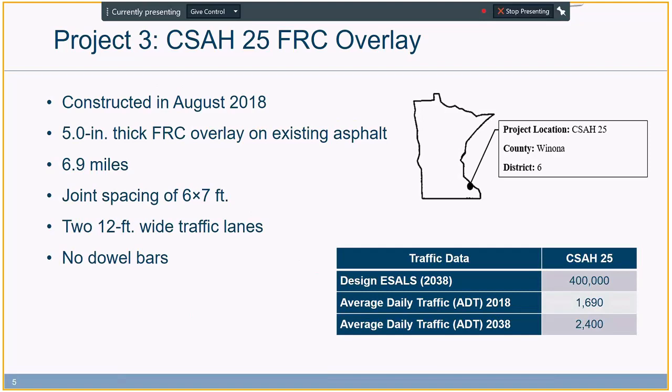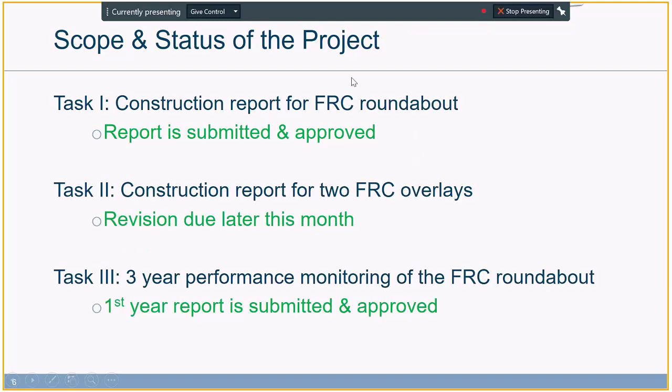Again, no dowel bars, but both overlay projects were exposed to early age loading, and it was a very interesting idea, after the saw cutting was done, to have a water truck filled with water, different weights, and have it pass over the overlay and see if we can activate the joints with early age loading or not. Because of the time constraints, I'm not going to be able to discuss the details of the 2 overlay projects, and today we are going to be mainly focusing on the FRC roundabout.